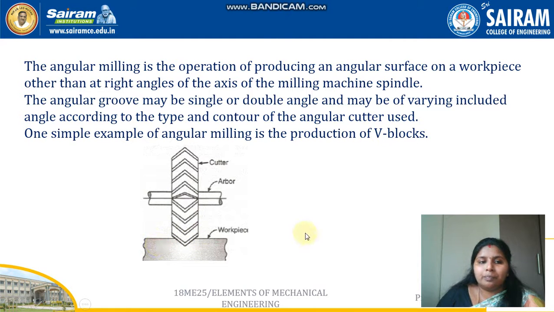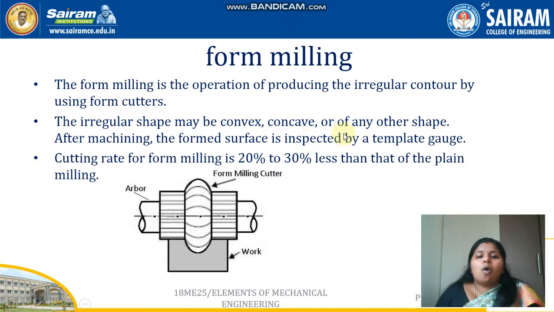The next one is form milling. Form milling is an operation for producing irregular contours by using form cutters. An irregular shape may be a concave surface, a convex surface, or any other shape. After machining, the formed surface is inspected by a template gauge. This diagram shows a form milling cutter for a concave surface.